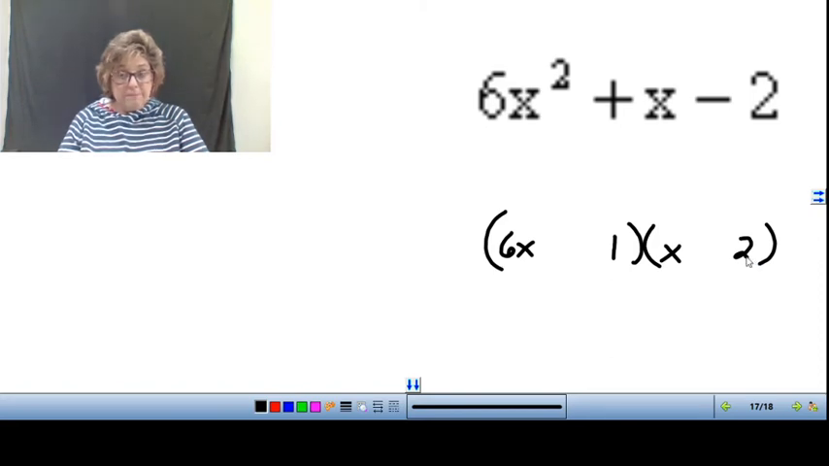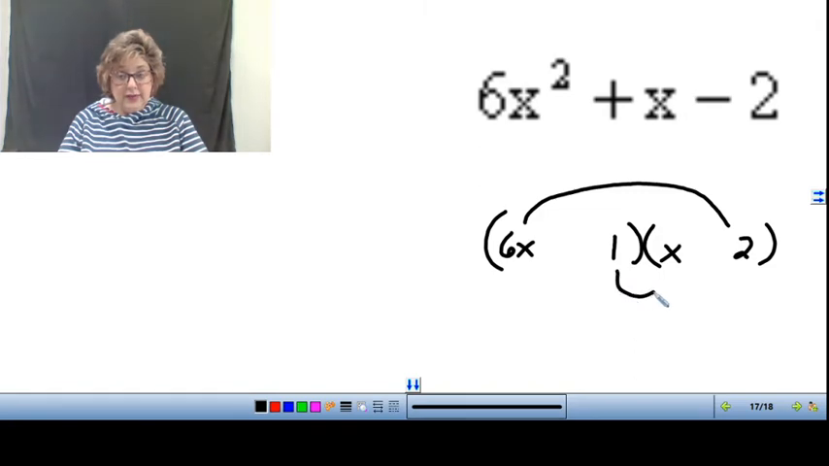Here's the trick. This is a minus, so I know I'm going to have to subtract. So what I'm going to look at in the FOIL is this and this. I'm just going to look at that to get the middle term, because that's what gets the middle term. Well, 6x times 2x is 12x. And then 1 times x is x. Can you subtract 12x from x and get 1? No. So I know my numbers are not right.